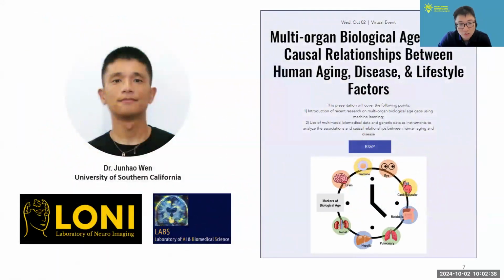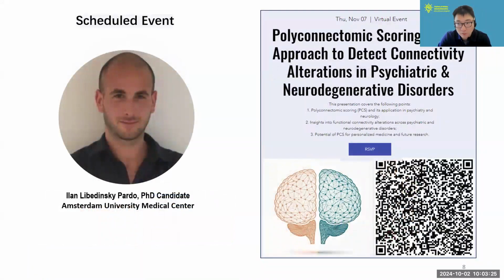Today, I'm very delighted to introduce Dr. Junhao Wen from the University of Southern California. Dr. Wen is a new PI and a rising star of his research field. His research focuses on developing and applying artificial intelligence and machine learning techniques to analyze multi-organ, multi-omics, biomedical data for the study of human aging and disease. In this talk, he will present his recent findings on multi-organ biological age gaps, which were derived with machine learning techniques. He will discuss how multimodal biomedical and genetic data can be used to explore associations and causalities between human aging and disease.